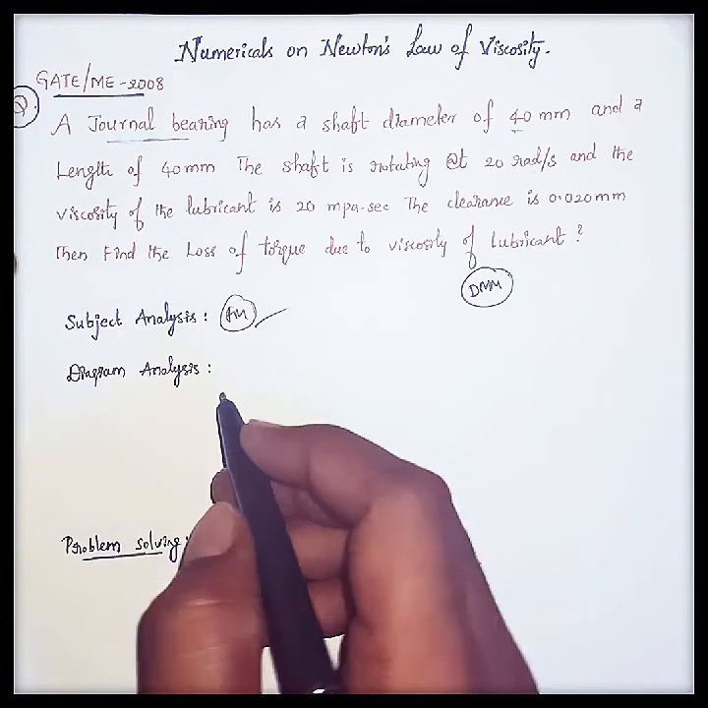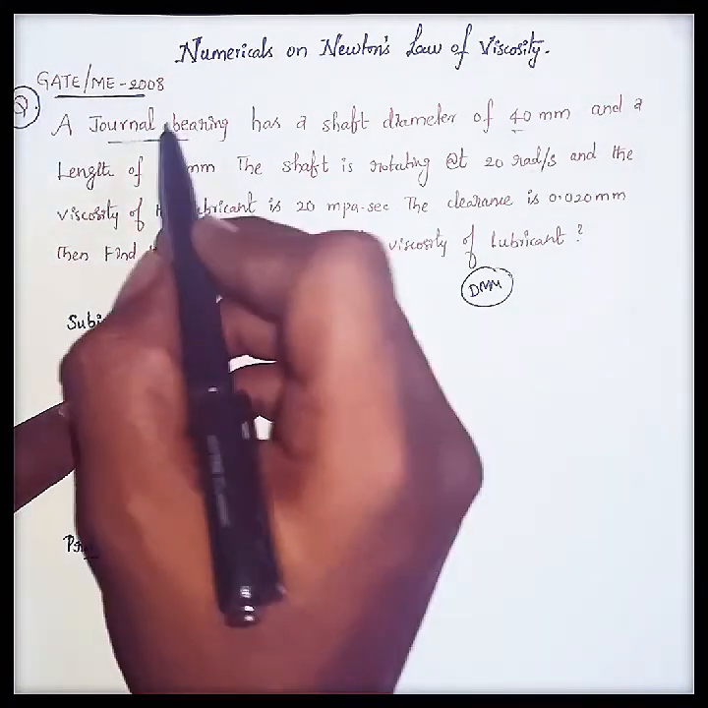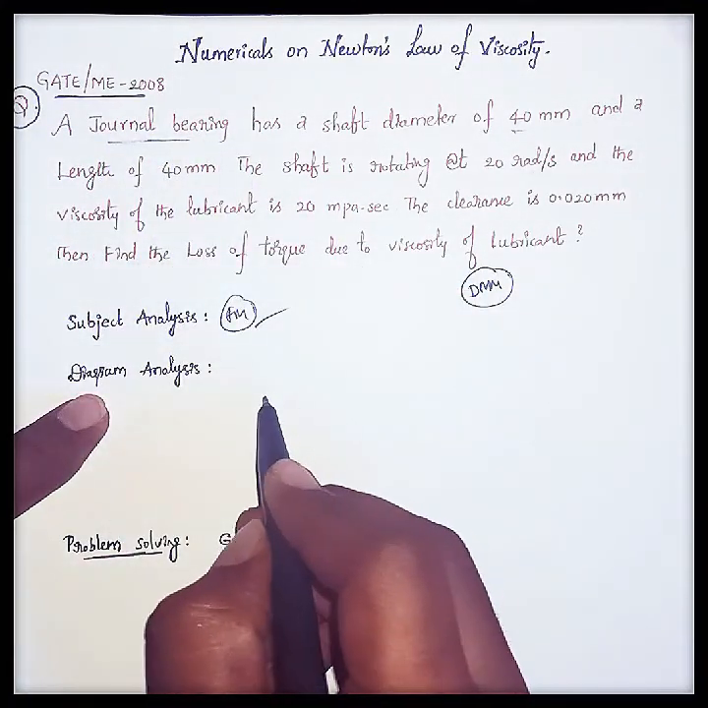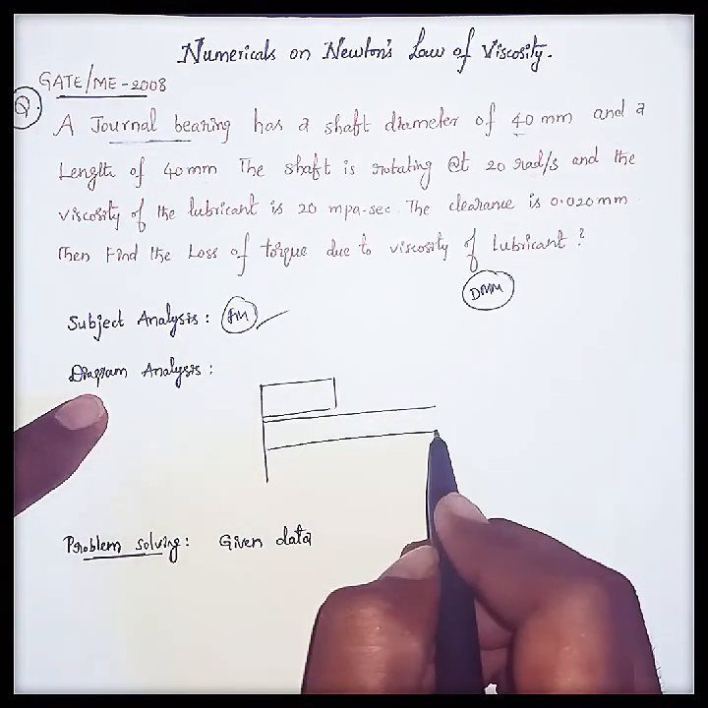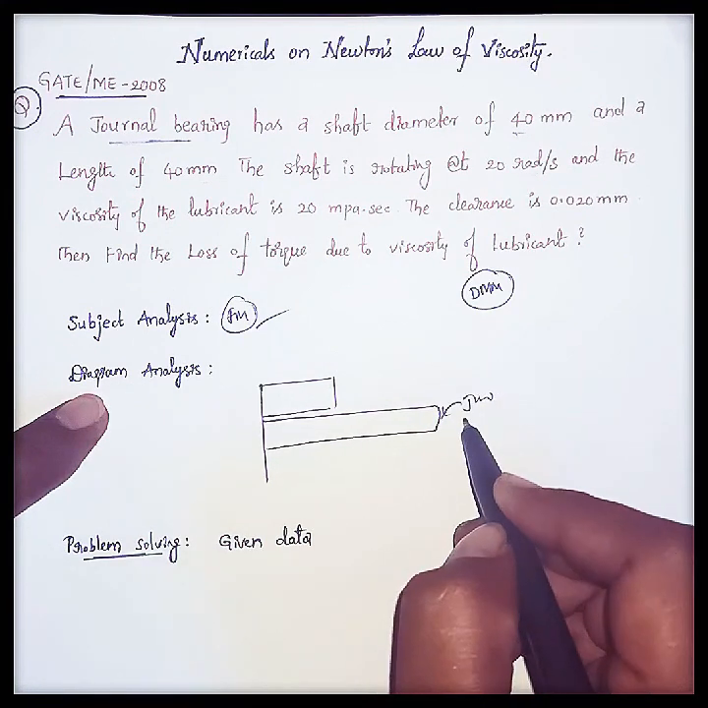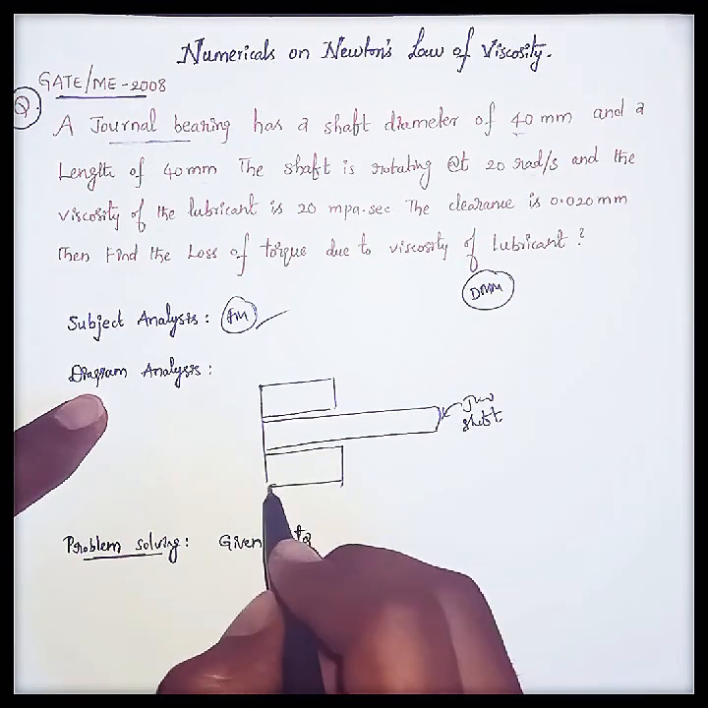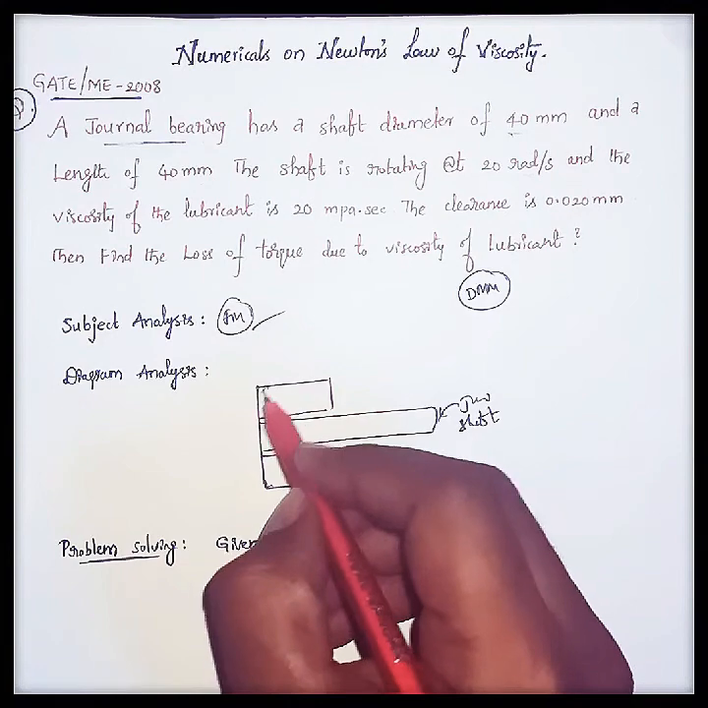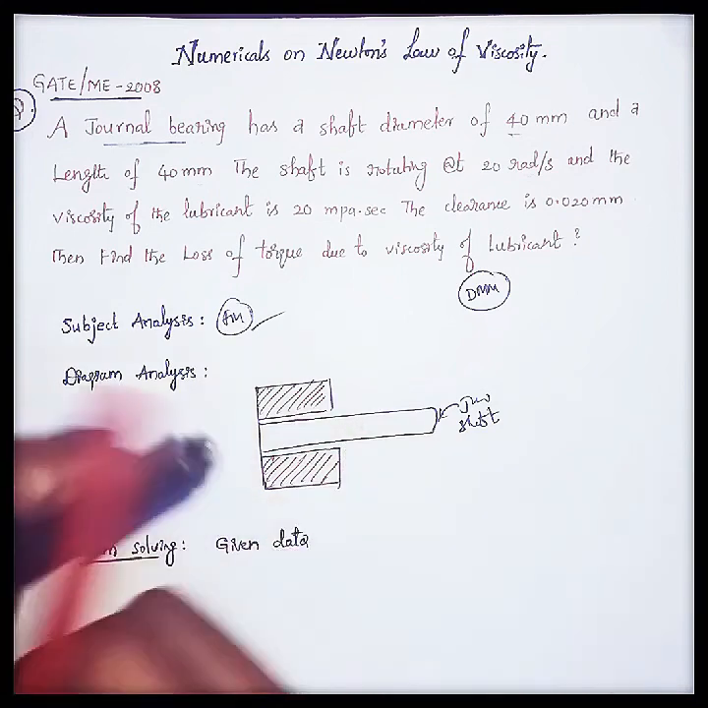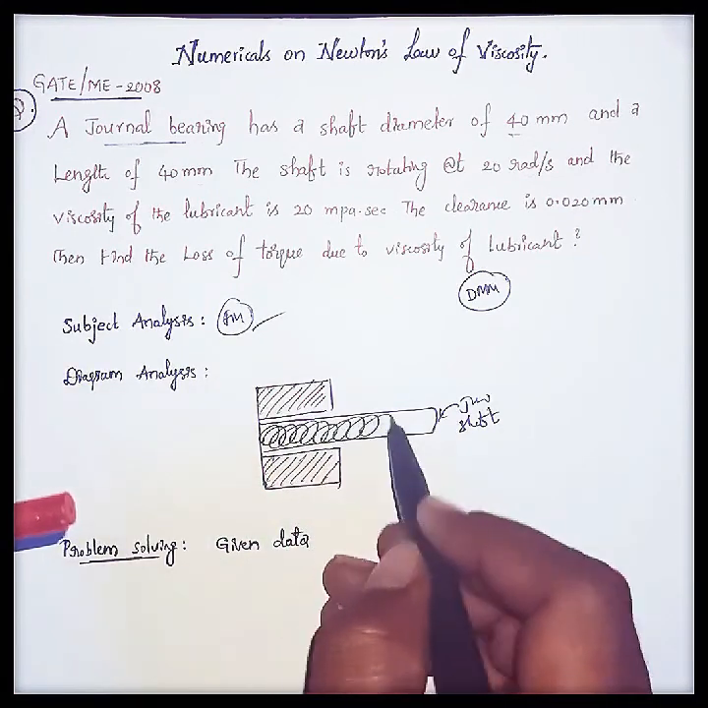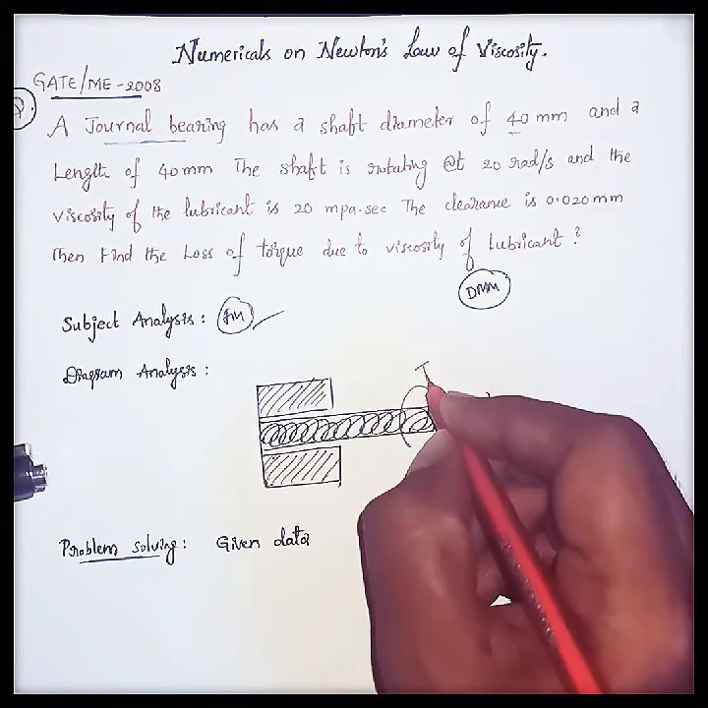Before going into solving the answer, we should analyze with the help of a diagram. He is asking about a general bearing. Let us consider one general bearing like this, and this is the journal, that is nothing but a shaft. And this is the bearing. This is the outside casing part, and inside it the shaft is rotating. This shaft is a solid one, and it is rotating like this, with some torque.